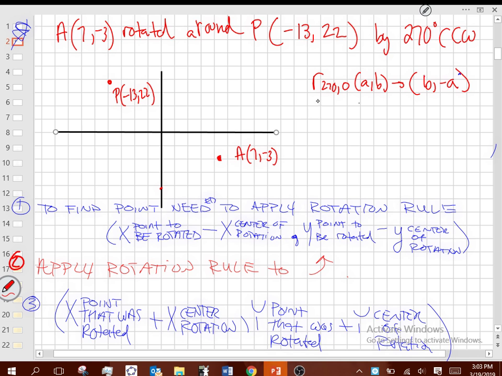Now let's do it real quick, using this three-step process. To find the point needed to apply the rotation rule, we're going to take the x point to be rotated minus the x of the center of rotation. Well, A is the point I need to rotate, right? So take its x value and subtract from it the x value of your center of rotation. So what do I get when I do that?